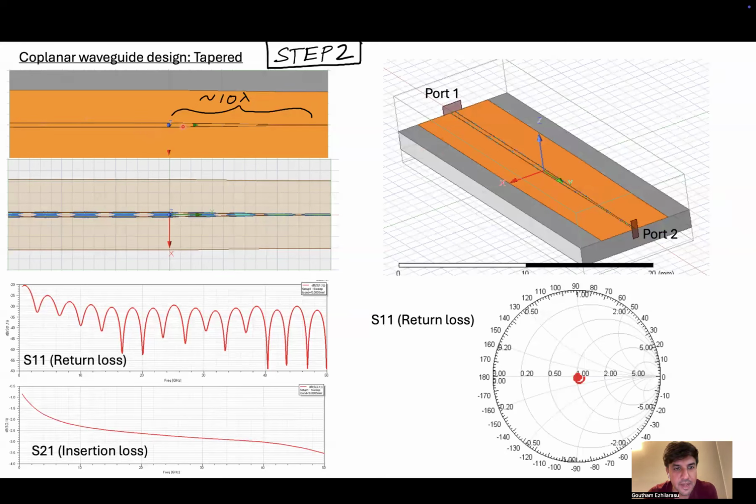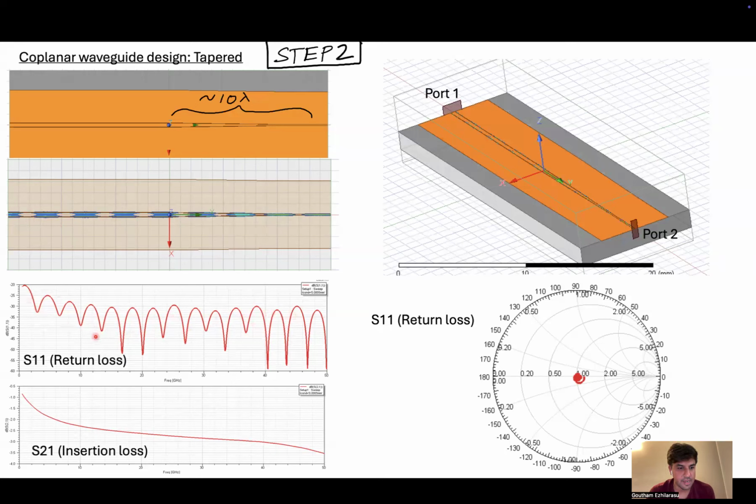So here's a typical design of this linear taper. This taper was done in an adiabatic way. As you see here, it's a linear taper, and the tapering happens linearly over a length of around 10 lambdas. You see here how the signal is being compressed as it goes from the SMA side all the way to the die pad side.